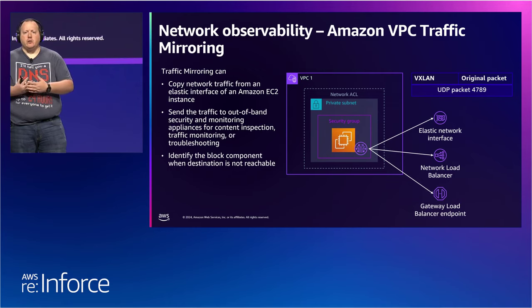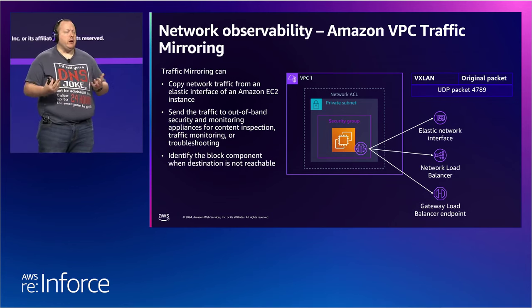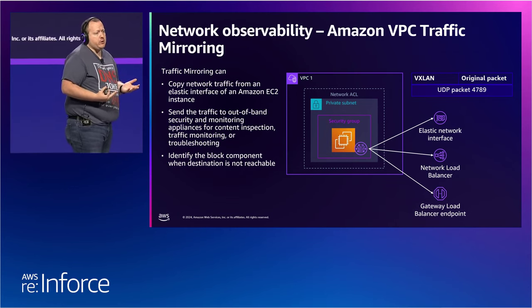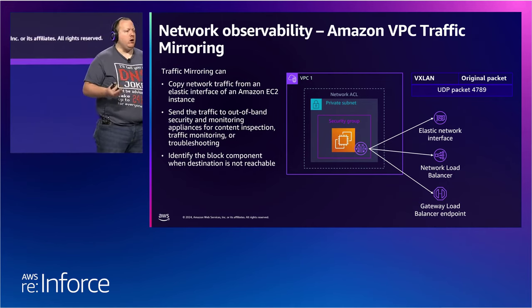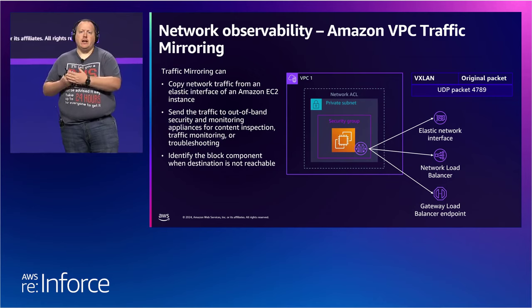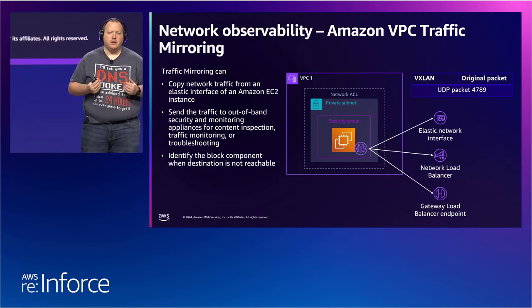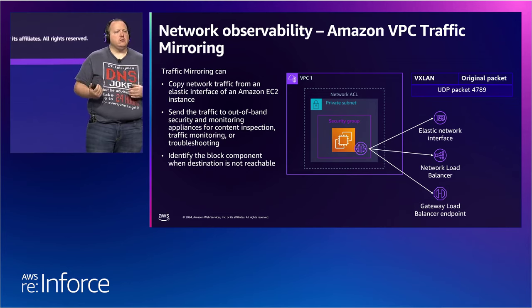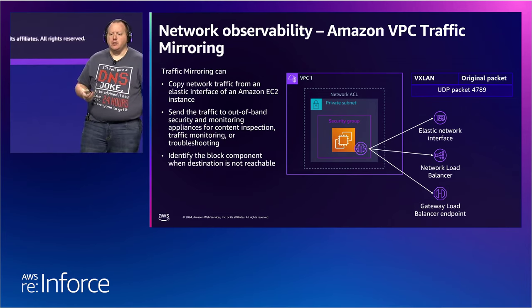The network load balancer is really nice because it allows you to scale elastically there and consume those mirrored packets. The gateway load balancer endpoint is also a really nice characteristic because you may already be running a firewall appliance that allows you to consume that VXLAN encapsulated traffic from traffic mirroring and report on it, do intrusion detection, other similar things.